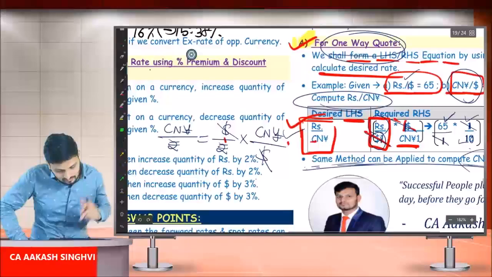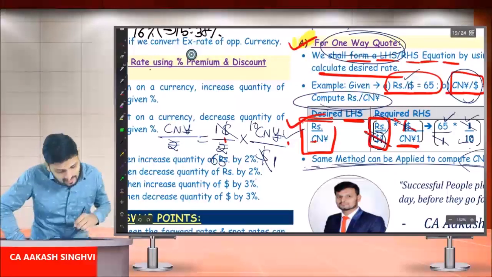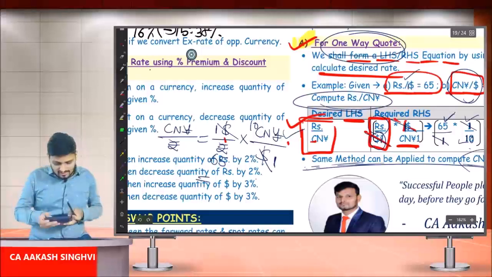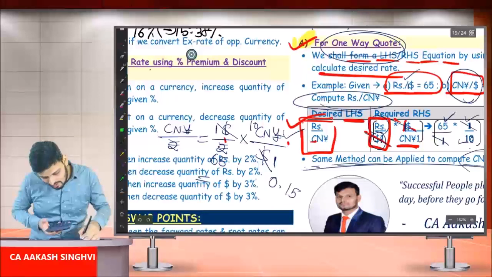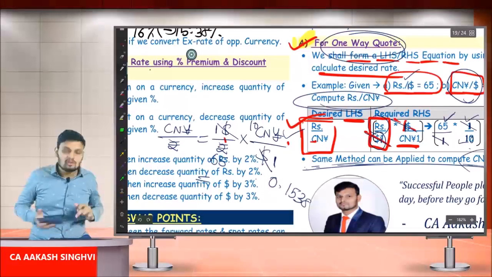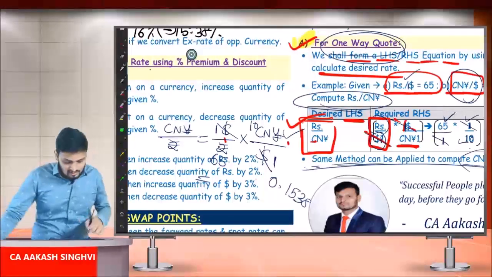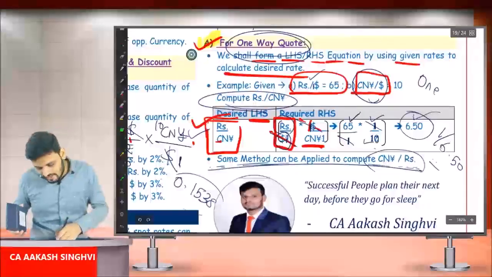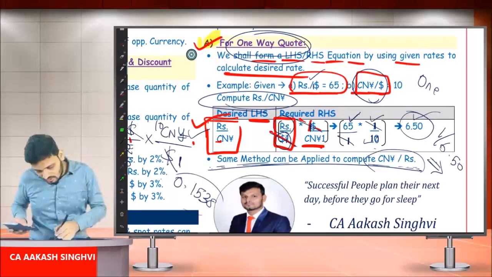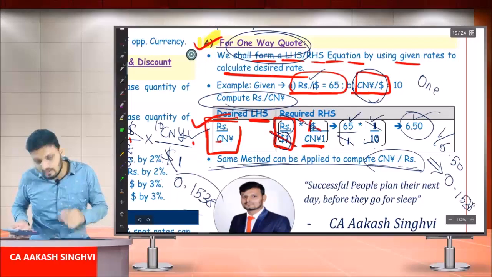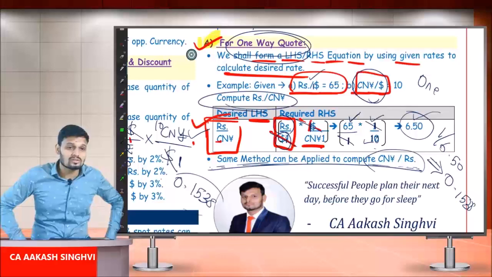Now coming back to the answer. Rupees is 65, dollar is 1, here also dollar 1, and Chinese yen is 10. So 10 divided by 65, what is the answer? Tell me fast. The answer comes to 0.1538. Now, can we cross verify? How much are we getting here? 0.1538, the same answer we are getting even here, right? So I hope one-way quote cross rate is clear.